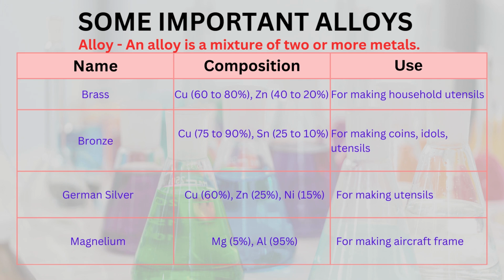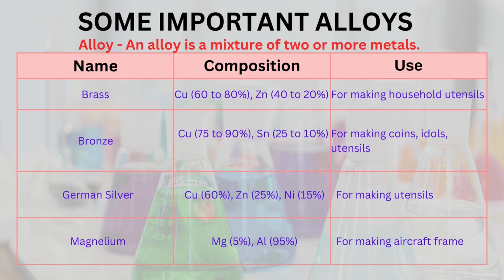In exams, questions generally arise from the part of alloys: the name, the composition of the alloy, and also its uses. First, brass. Composition is copper 60 to 80%, zinc 40 to 20%. The composition is copper and zinc. Uses is making household utensils.